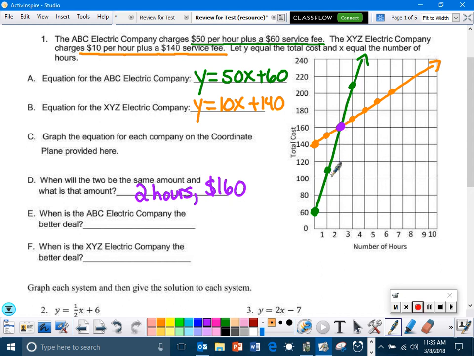All right, so what I'm going to do is I see that at 2 hours it's the same. So what I'm going to do is I'm going to say when is the ABC Electric Company the better deal? When it's less than 2 hours. That's when it's the better deal.